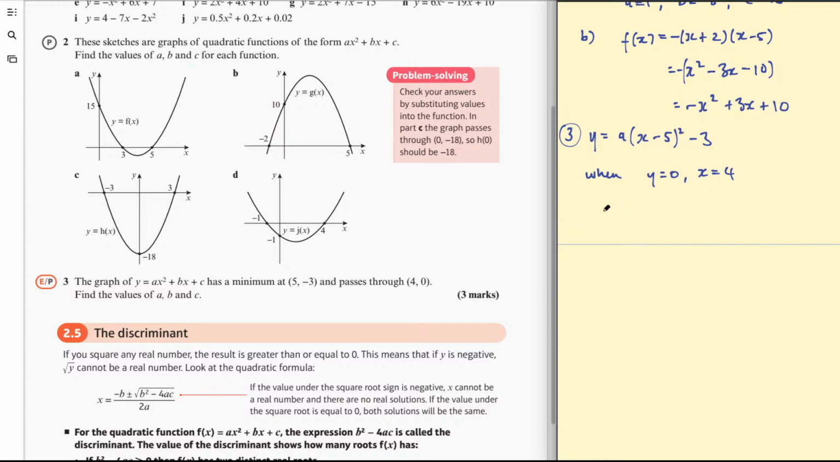So a times (4 take 5) all squared take 3 equals 0. Negative 1 squared is 1, so a take 3 equals 0, so a equals 3. So then we have y equals 3 times (x take 5) all squared take 3.